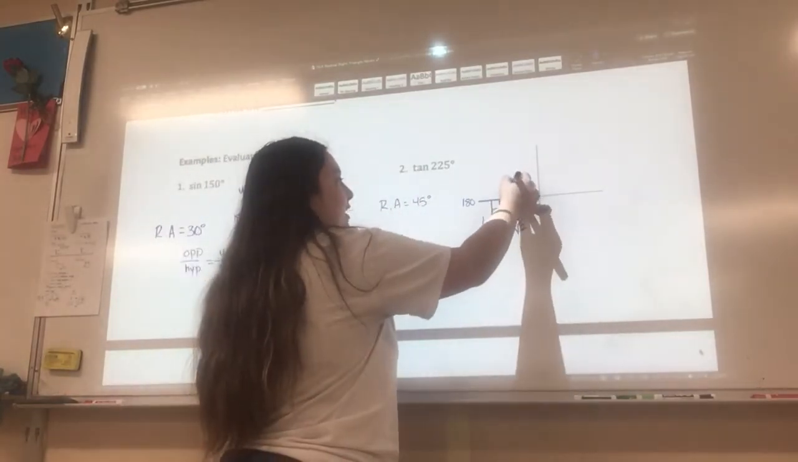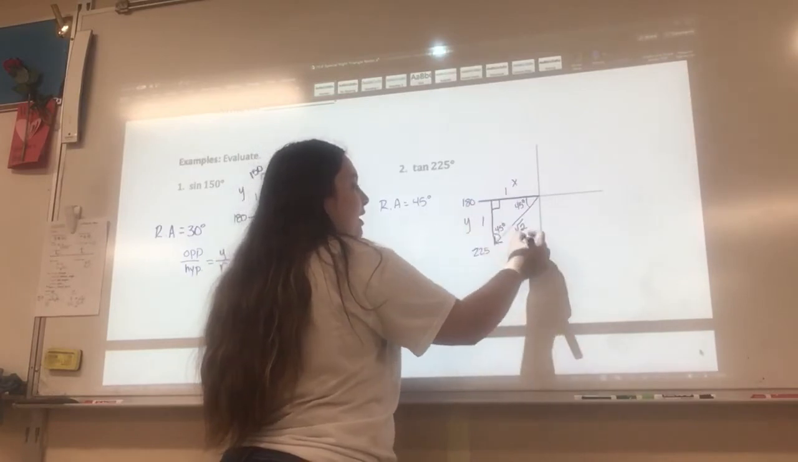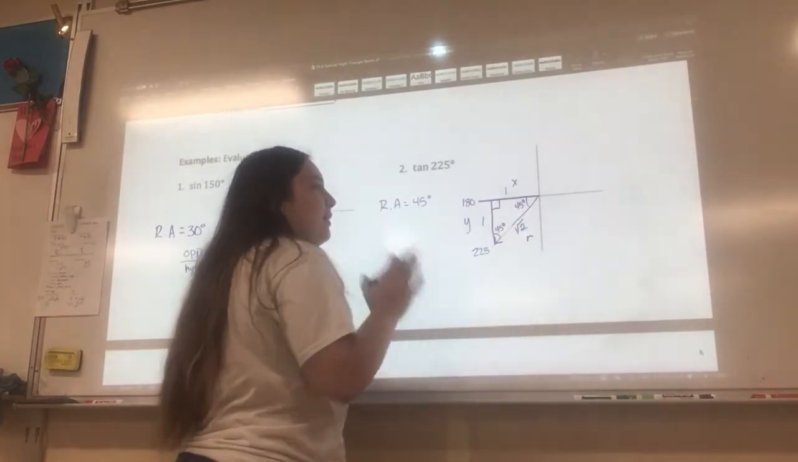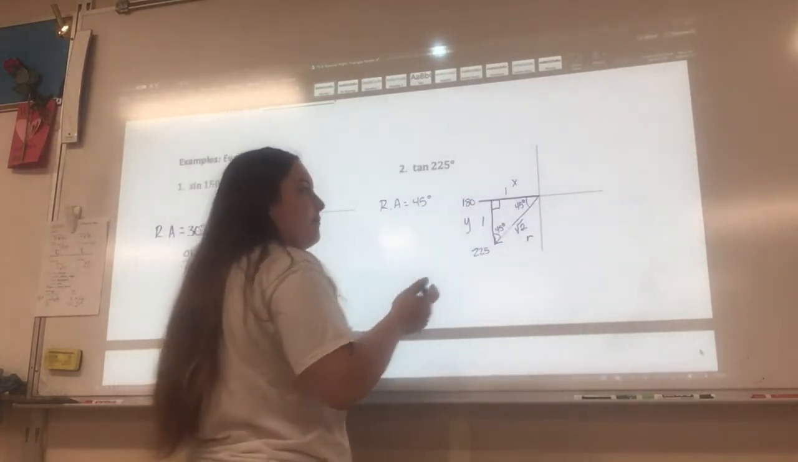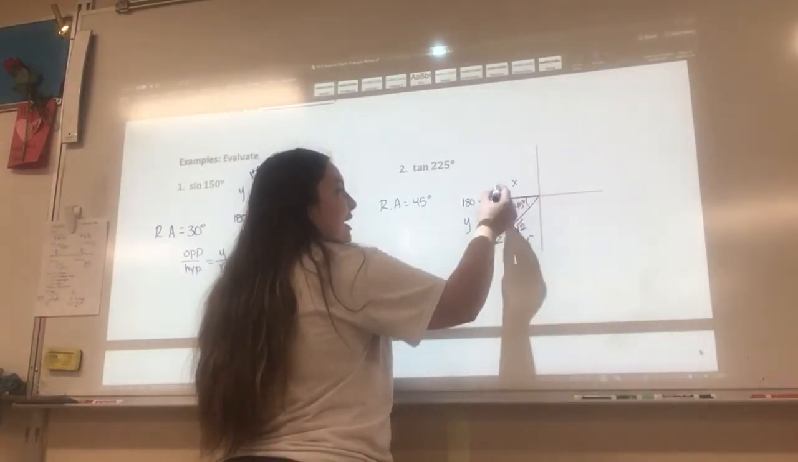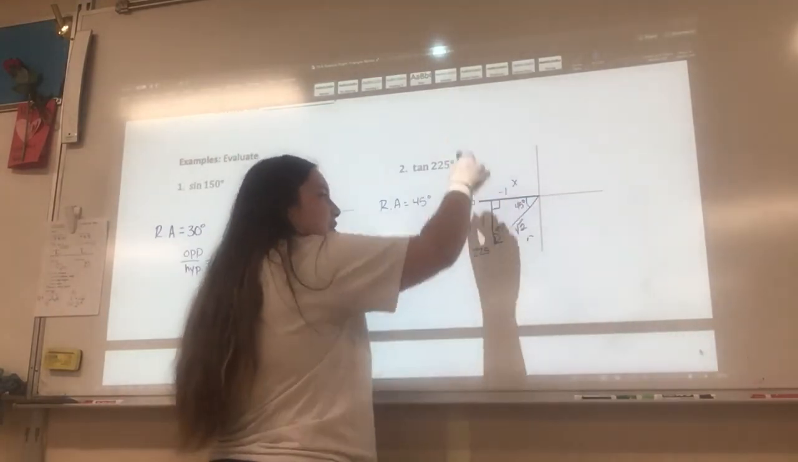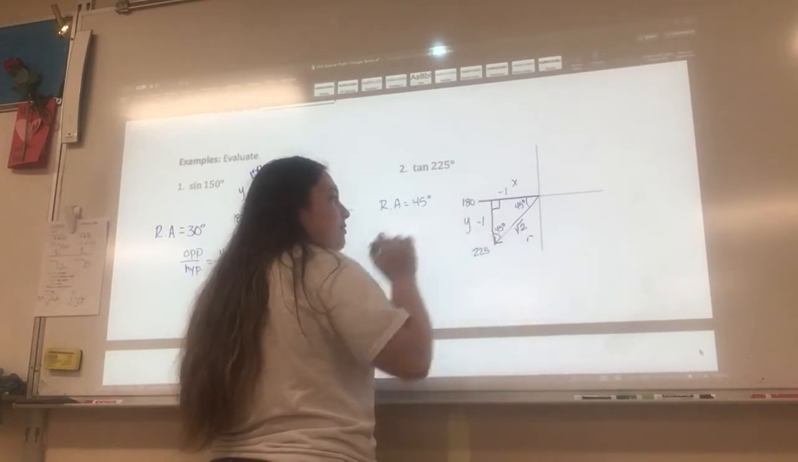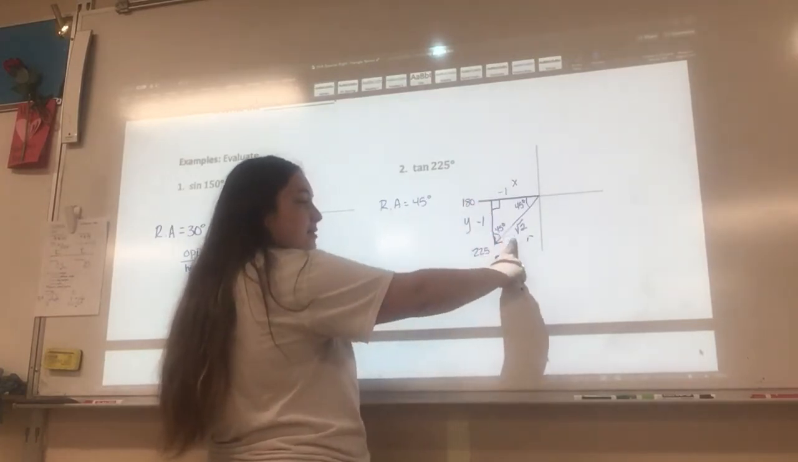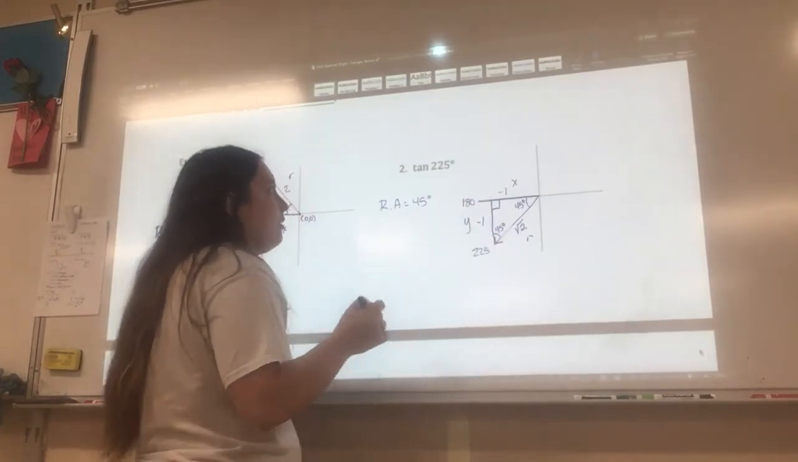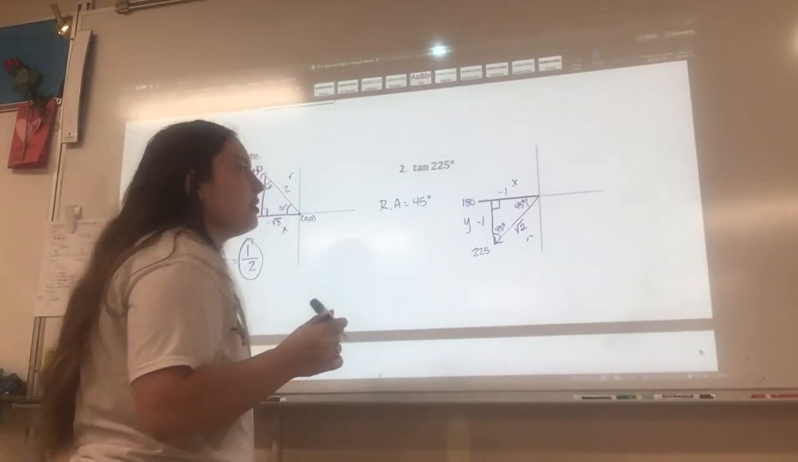We have our x value, our y value, and our r. But we have to remember what quadrants we are in. We had to go negative x, and we had to go negative y. So those two were negative. But our r is always positive, so don't change that. And we need to remember our tangent.